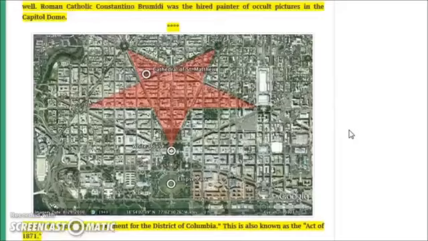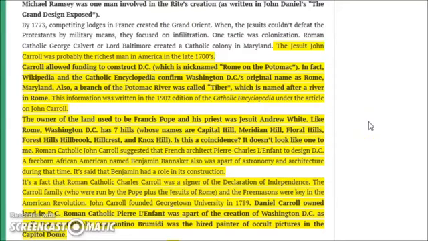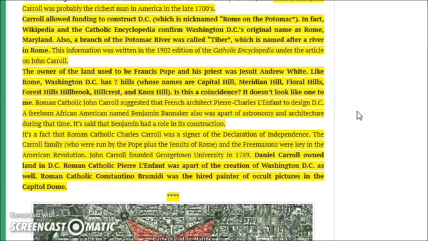All right, so going up here to how did the District of Columbia get its name, or how did Washington, D.C. get its name? So here we read that the Vatican has been involved. The Jesuit John Carroll was probably the richest man in America in the late 1700s. Carroll allowed funding to construct DC, which is nicknamed, quote, Rome on the Potomac. In fact, Wikipedia and the Catholic Encyclopedia confirm Washington, D.C.'s original name as Rome, Maryland. Also, a branch of the Potomac River was called the Tiber, which is named after a river in Rome. This information was written in the 1902 edition of the Catholic Encyclopedia in the article on John Carroll.